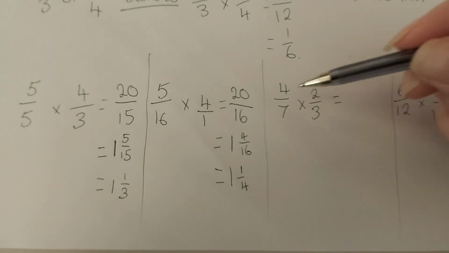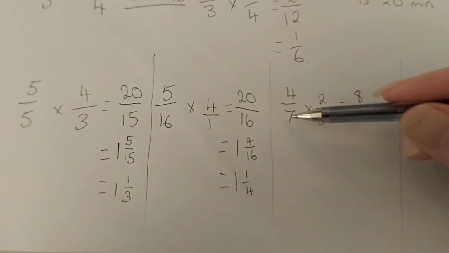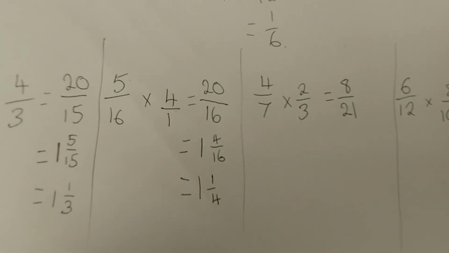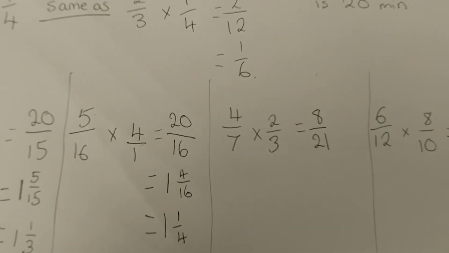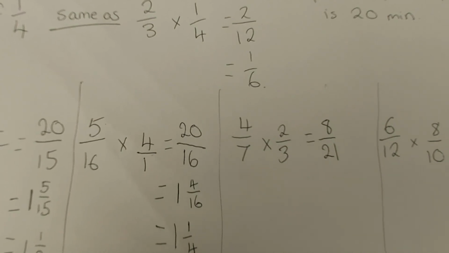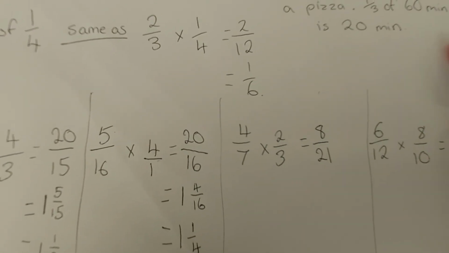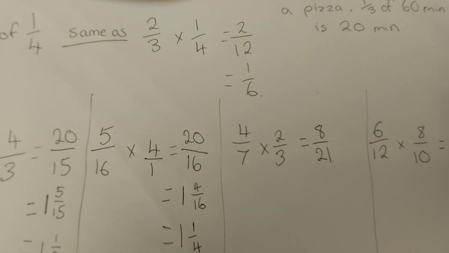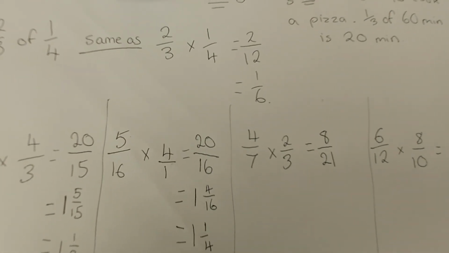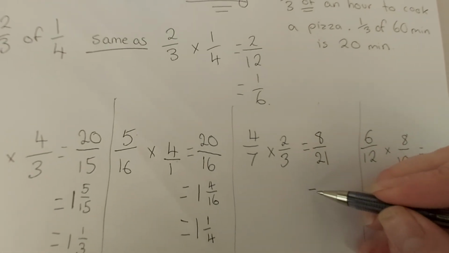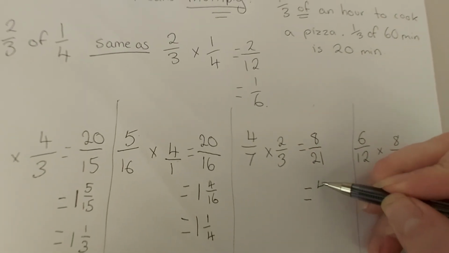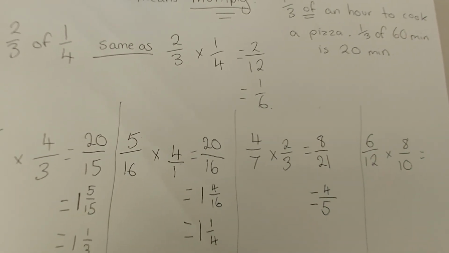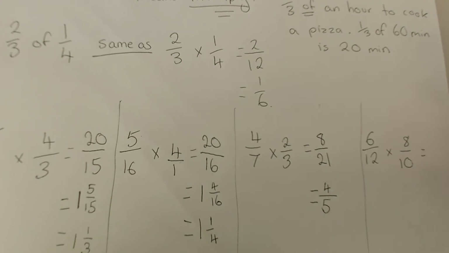Having a look at the next one, 2 times 4 is 8, and 3 times 7, 2 7s are 14, 3 7s are 21. All right, 8 over 21. Can we cancel this down any more? We can. 4 goes into both of those. 4 goes into 8 twice. 5 4s are 20. Last question.